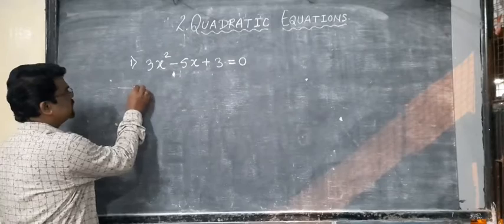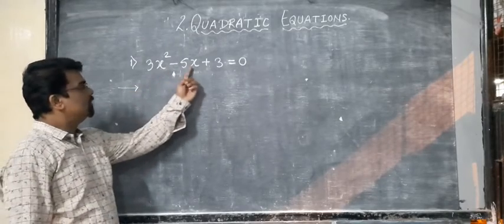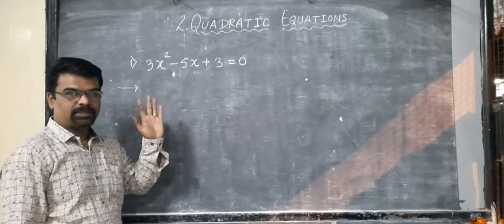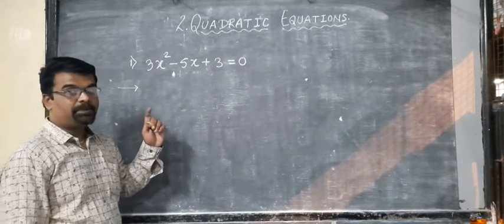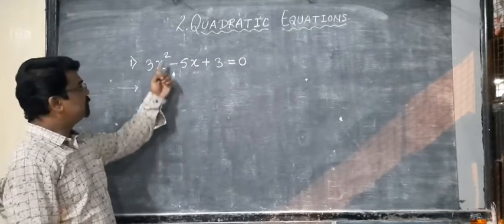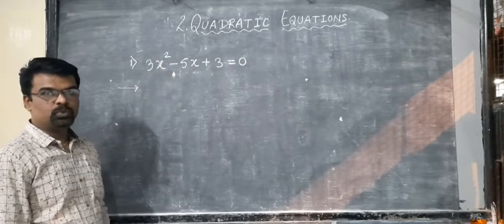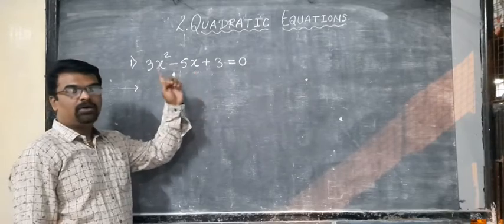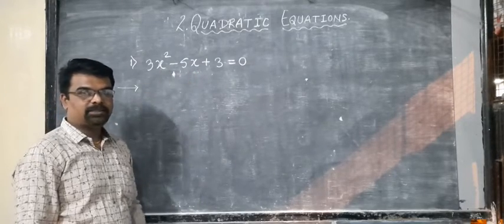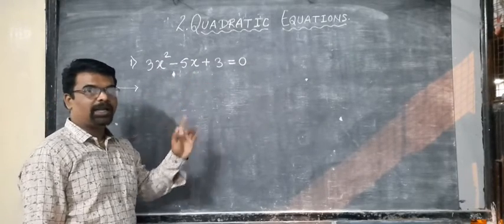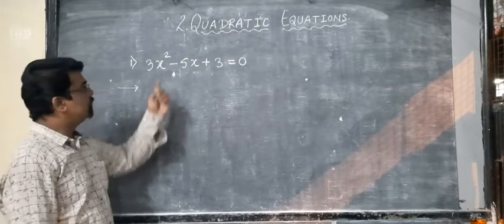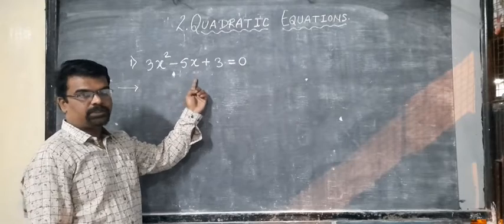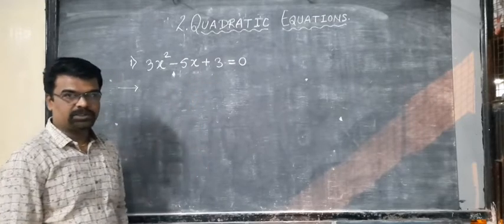Here we can see x is the only variable used in this equation, and the maximum index of the variable is 2. Therefore, this given equation is a quadratic equation.